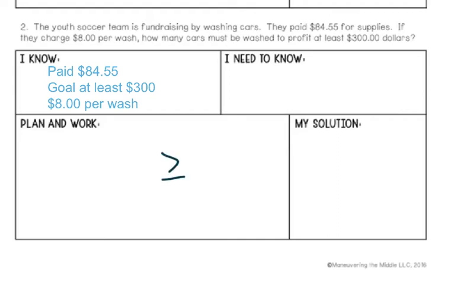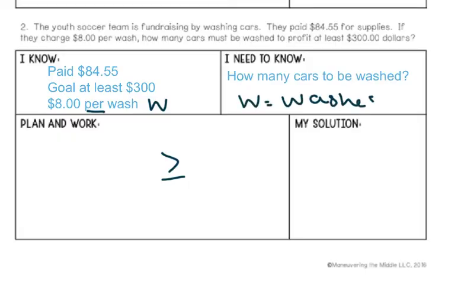I also know that I'm going to earn $8 per wash. Again, that word per indicates to me that I'm going to be multiplying $8 times something. In this case, I'm solving for the number of washes. I want to know how many cars must be washed. So I'm going to make my variable W for washes. I set up my inequality by multiplying 8 times my variable of W to figure out how many washes.